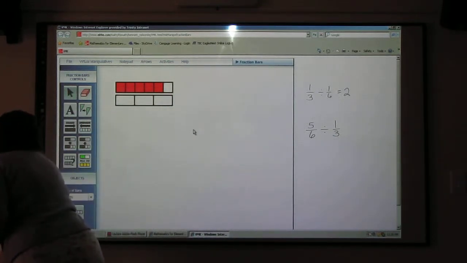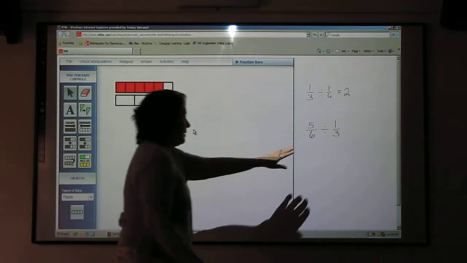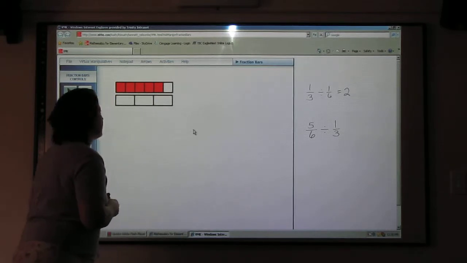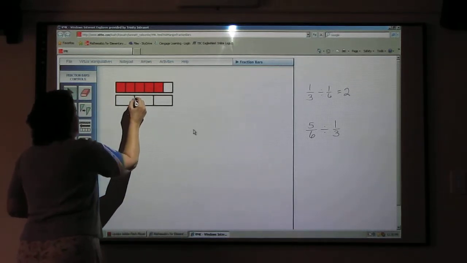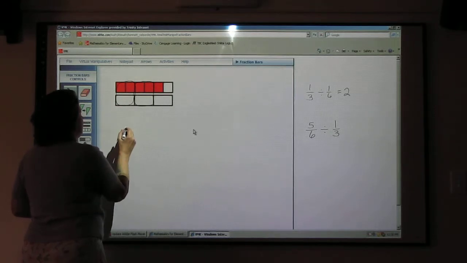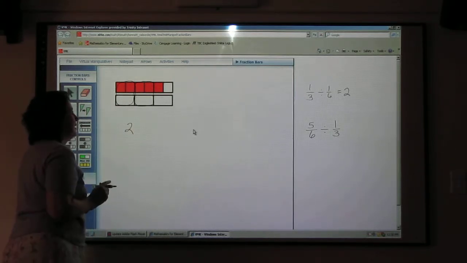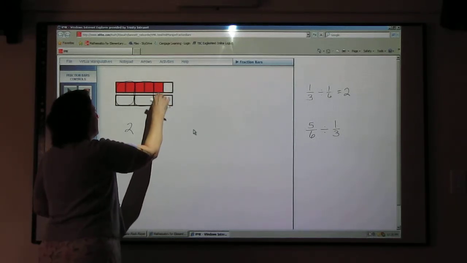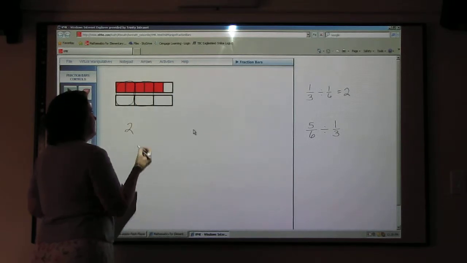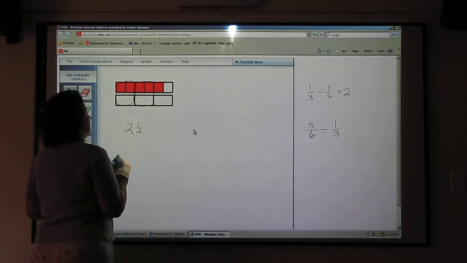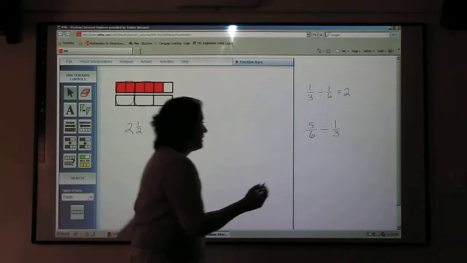Okay. So my question in this problem is, how many times can I subtract out a 1/3 piece out of 5/6? Well, I can subtract out one whole piece. I can subtract out another whole piece, but I can't subtract out thirds, so I can do 2 whole pieces. And then I have to look at what part of this third, this piece here, is this red shaded part. And it's very easy to see that it is 1/2. The shaded part is 1/2 of the whole big piece. So my answer again is 2 1/2.